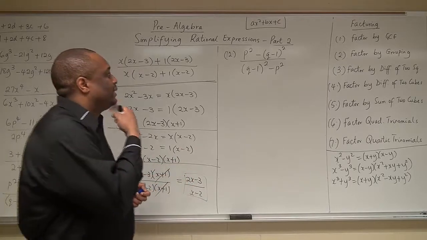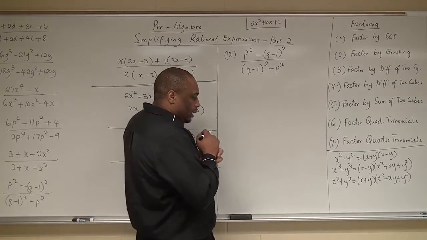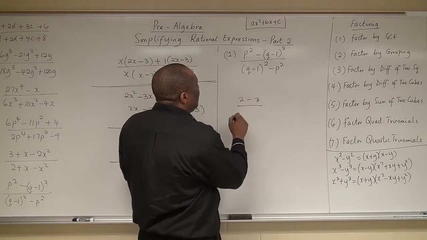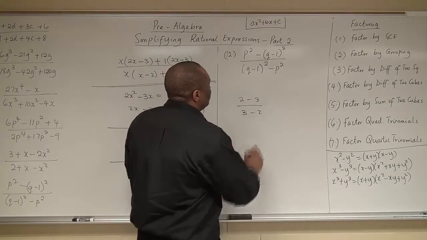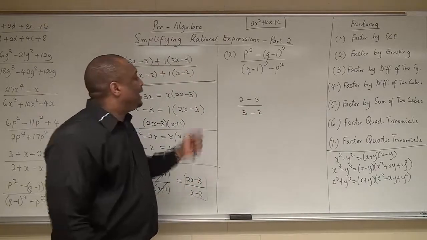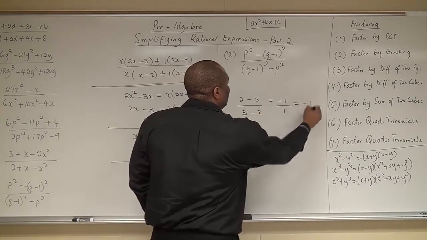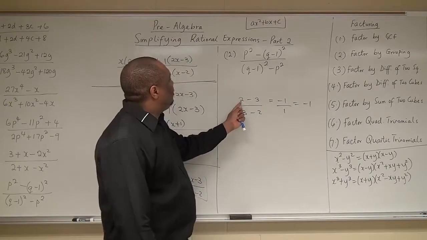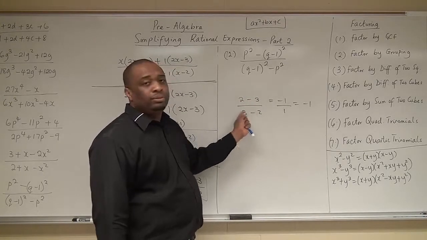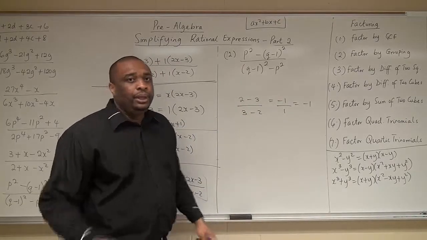Let me ask you this question. If you have 2 minus 3, and then here you have 3 minus 2, what will be the answer here? 2 minus 3 is what? Negative 1, and this is what? 1. So the answer will be negative 1. Whenever you have 2, 3, and the next one is 3, 2, and they are still minus, the answer will give you negative 1, period.